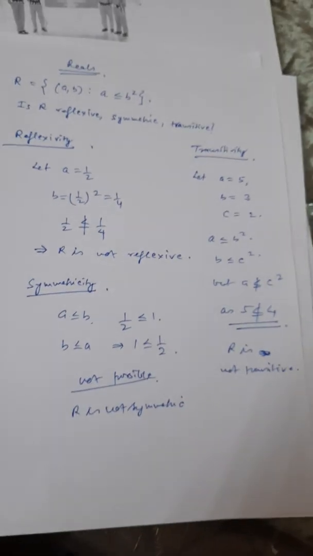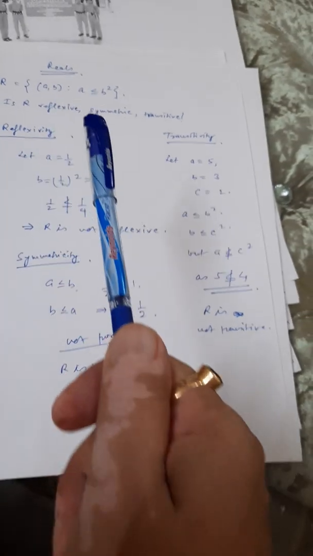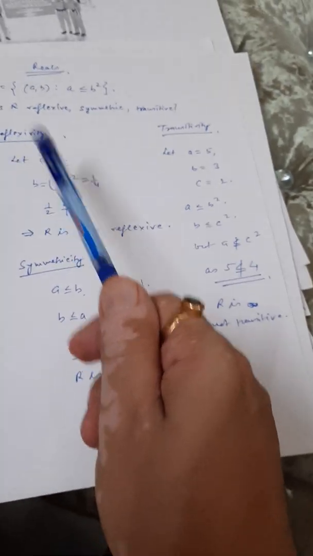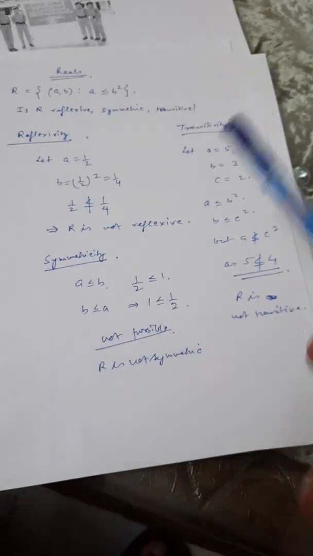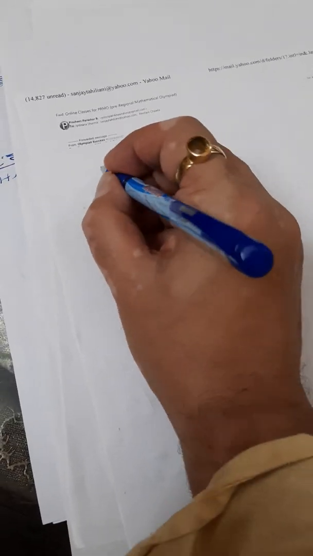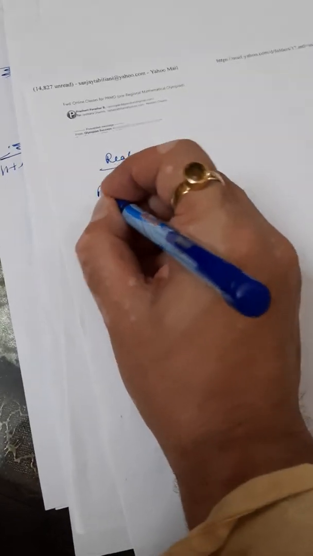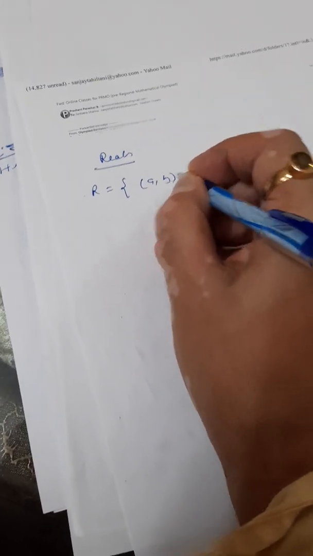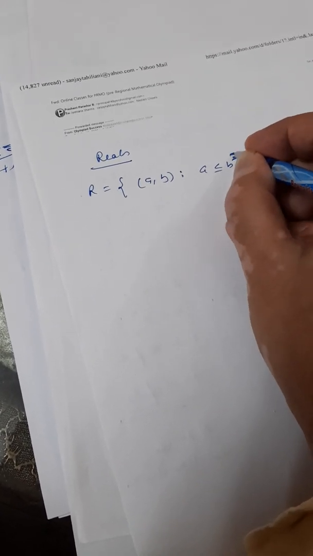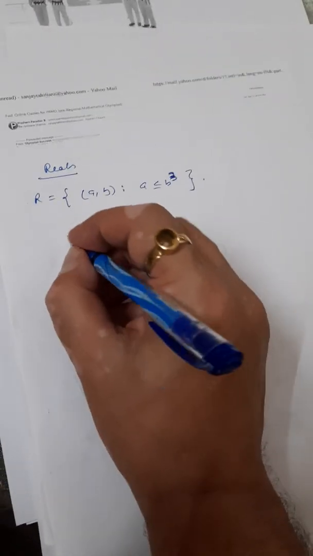So this is the case where you have reflexivity, you have symmetricity, you have transitivity. And in this case, you have to give the example like this. Okay. Now, if I take up the case of, say, cube, define a relation R on reals as R equals (a, b) such that a is less than or equal to, say, b cube. Now, in the same way, you have to show whether R is reflexive, symmetric, or transitive.